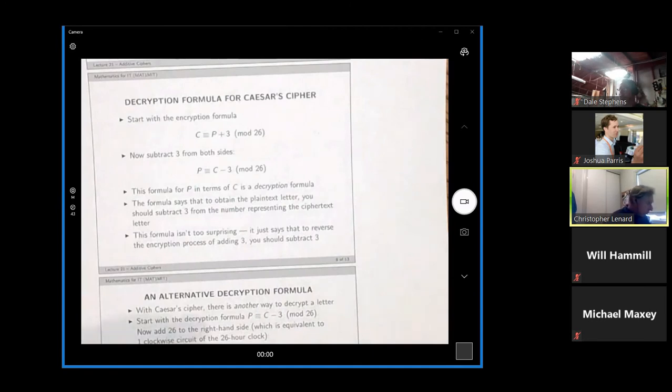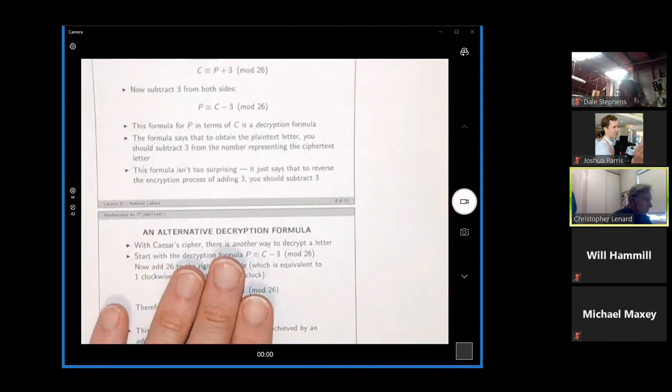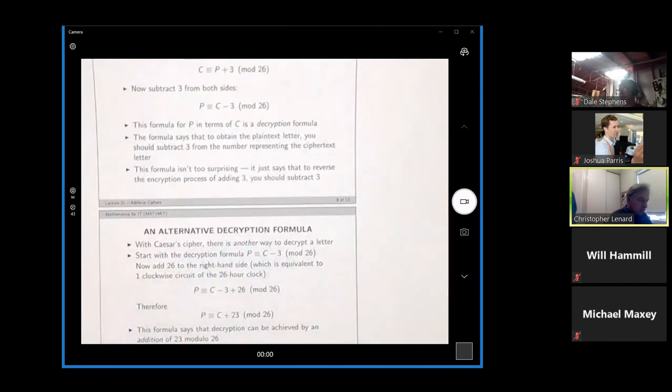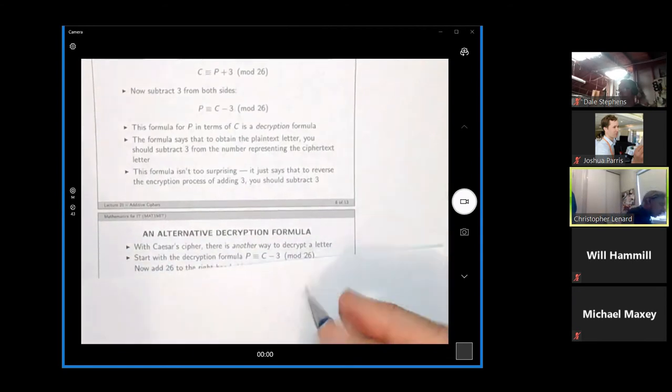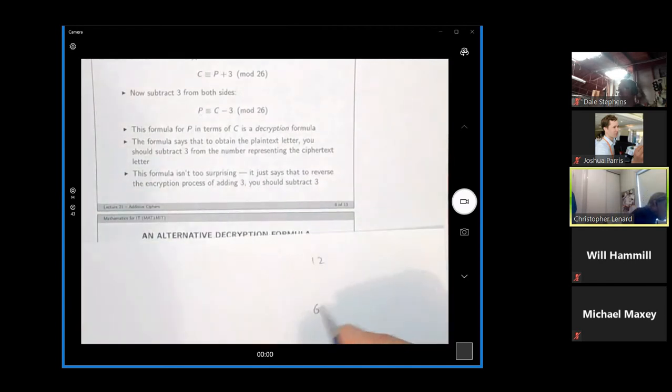Remember I said something like this. A bit of paper. Where is it? Here's a clock face. That's 1, 2.